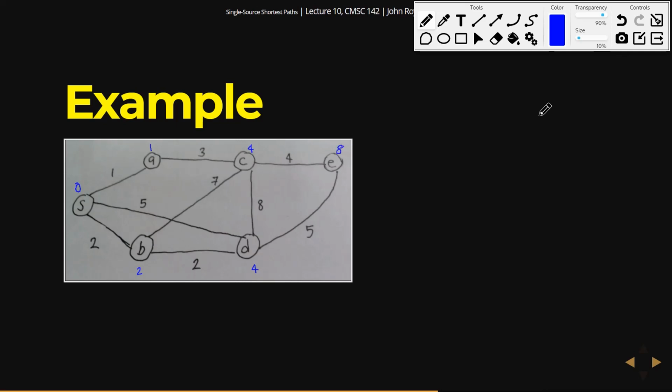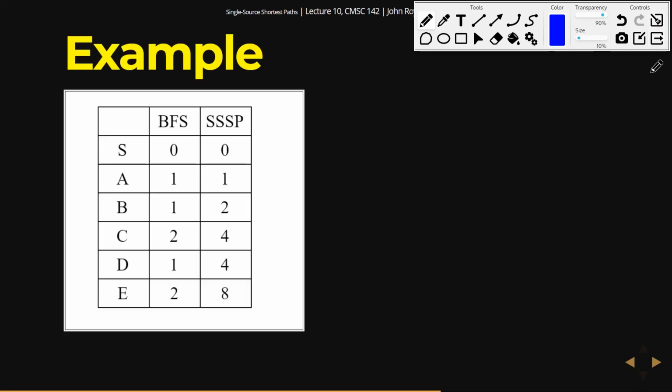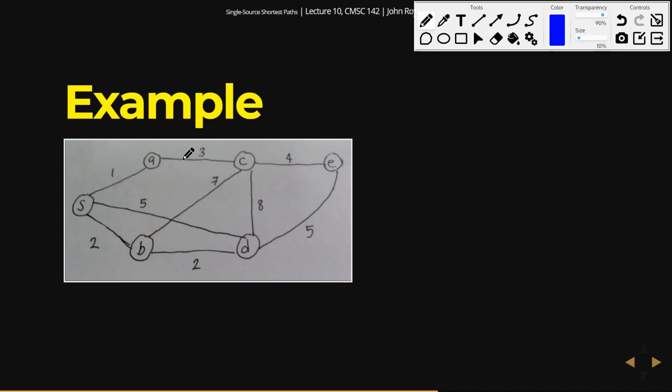It's 8 because you can take the path SACE, and that would be a total of 8. Now if you took SBDE, that would be a total path weight of 9, because you have 2 plus 2, 4, then plus 5, which is 9. So that would be worse than having the upper path, which only takes 8. So it's 0, 1, 2, 4, 4, and then 8. This would have been the correct SSSP solution.